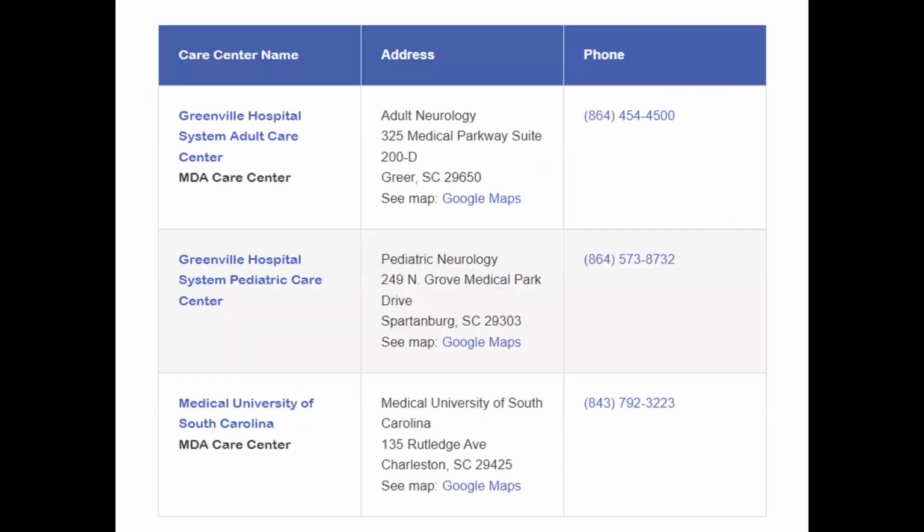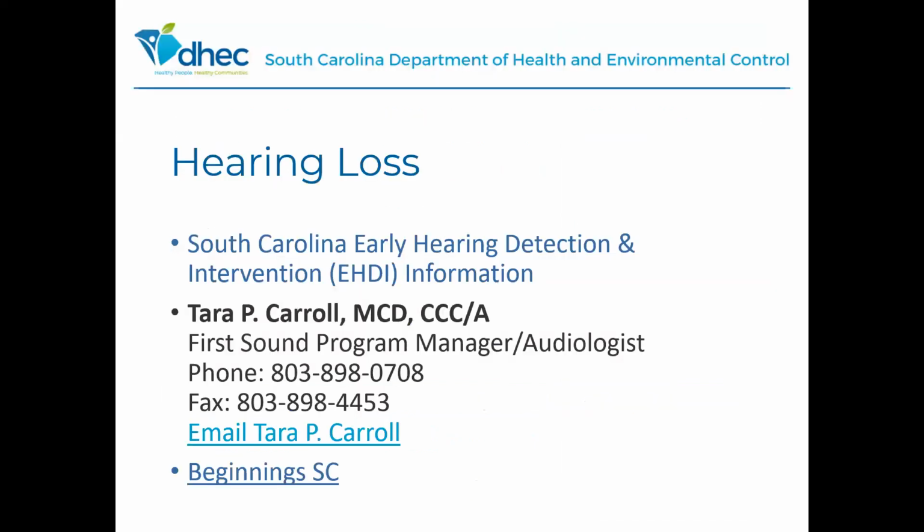Muscular dystrophy also is a condition that needs referrals and assistance. And these are some of the care centers across our area that might see children with muscular dystrophy. Hearing loss is also a condition that many children in South Carolina struggle with. And I have listed here our first sound manager, Tara Carroll, and her phone. And I also have listed Beginning South Carolina, which is an organization dedicated to supporting children with hearing loss.